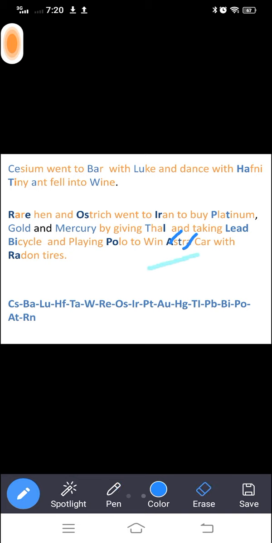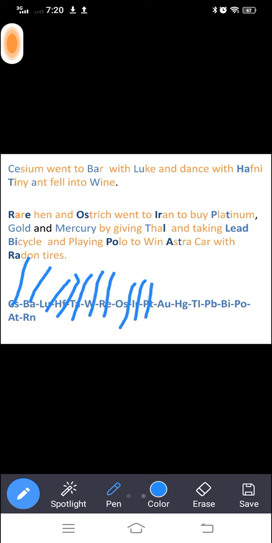expensive. RA, radon. Now you see the elements which are highlighted in the blue color: cesium, barium, lutetium, hafnium, tantalum, tungsten, rhenium, osmium, iridium, platinum, gold, mercury, thallium, lead, bismuth, polonium, astatine, radon.